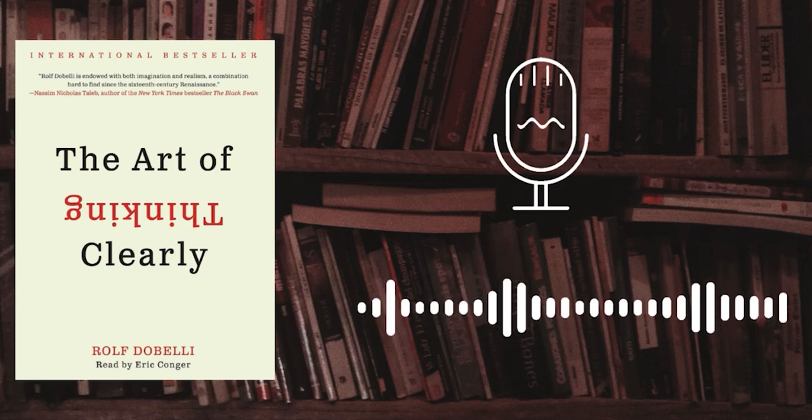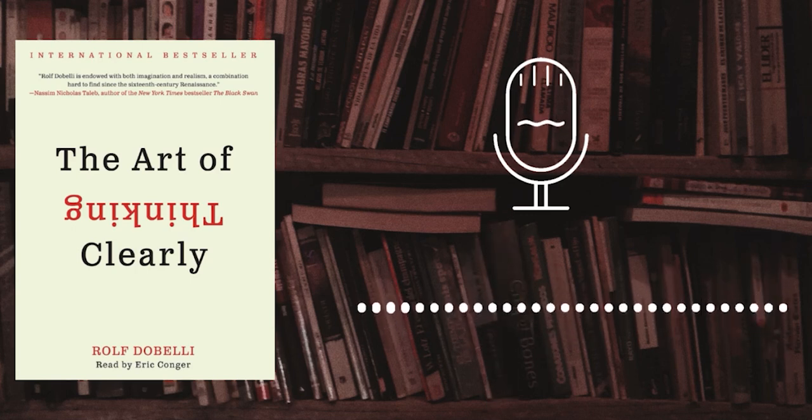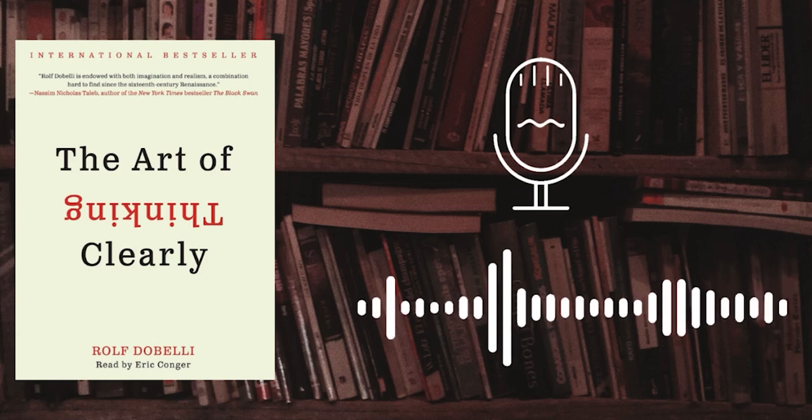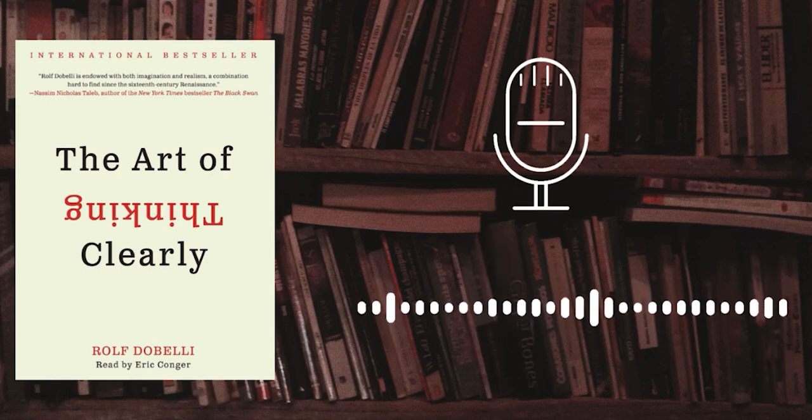Contrast effect. The contrast effect is the distortion of perception caused by the comparison with recent experiences. This can affect our judgments and decisions. Being aware of the contrast effect helps us evaluate situations more objectively.